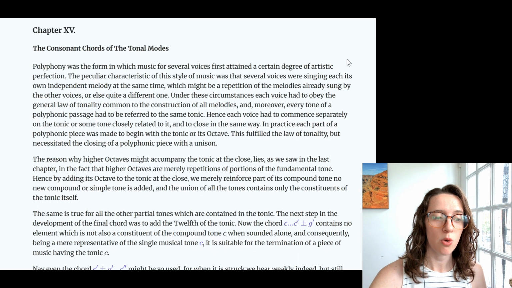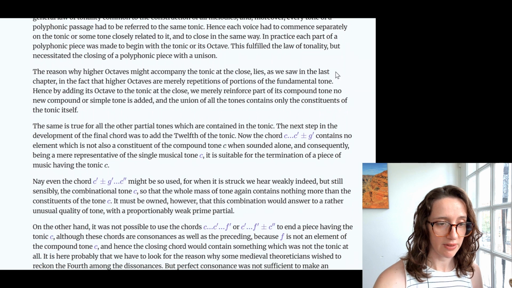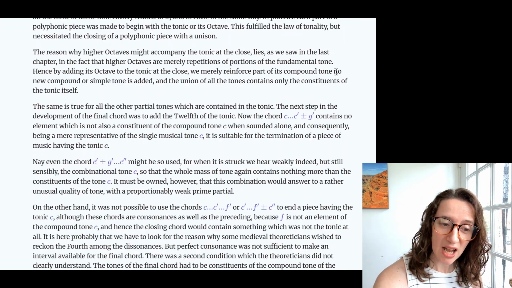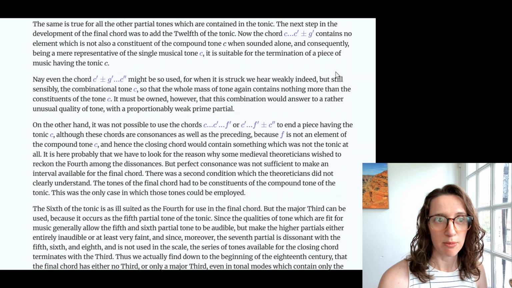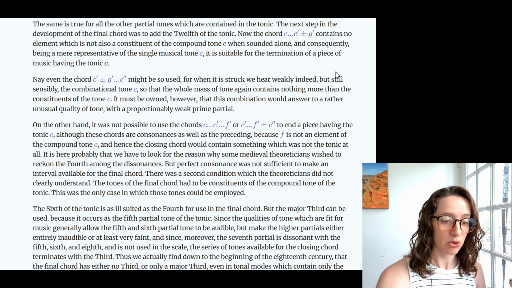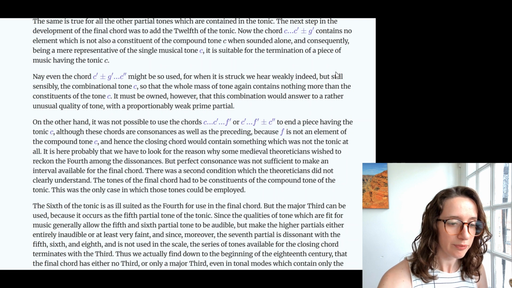Let's get to it. Chapter 15, the consonant chords of the tonal modes. We start by exploring chords in polyphony. This is multiple voices singing independent melodies. For these to sound good together, they have to obey the same general laws of tonality. For instance, they must refer to the same tonic, which means polyphonic music begins and ends in unison.